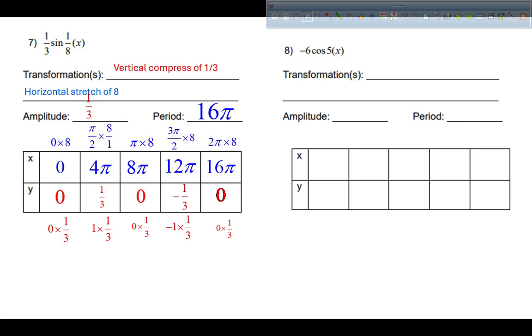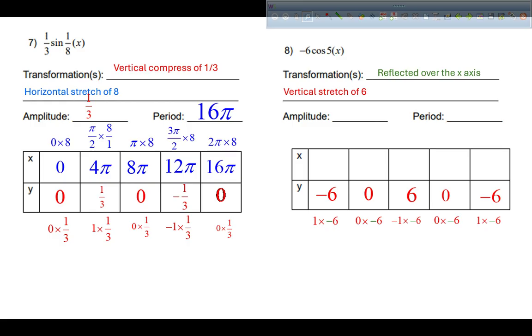The last one has the reflection because of the negative. Is this one a vertical stretch or compress? Vertical. Stretch or compress. What's the 6 do? Heard someone say stretch. Yep. So we got a vertical stretch. So I'm going to take the original cosine 1, 0, -1, 0, 1, and I'm going to multiply them all by -6. Those are both vertical changes, and that's how I get my y values.